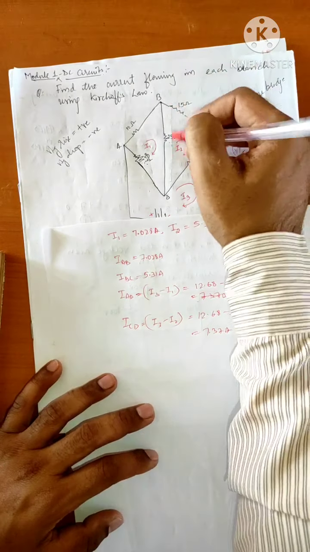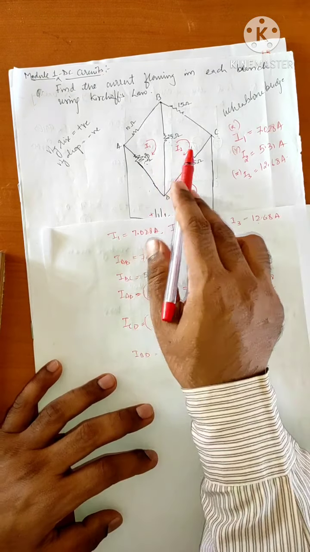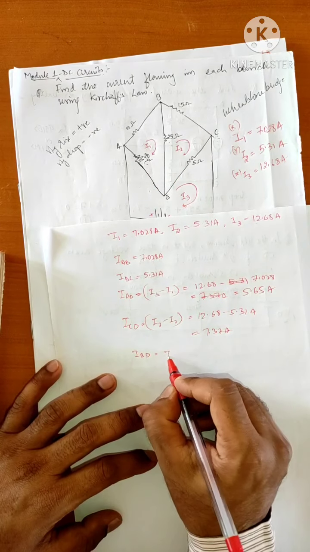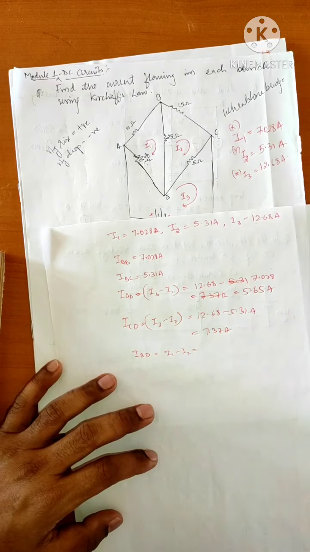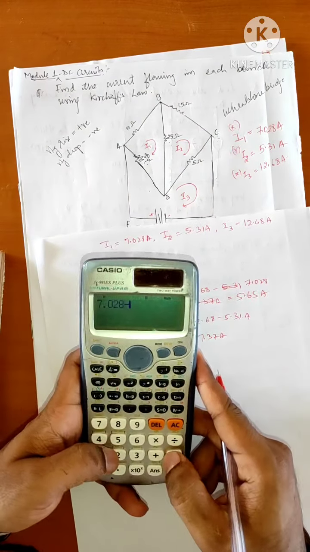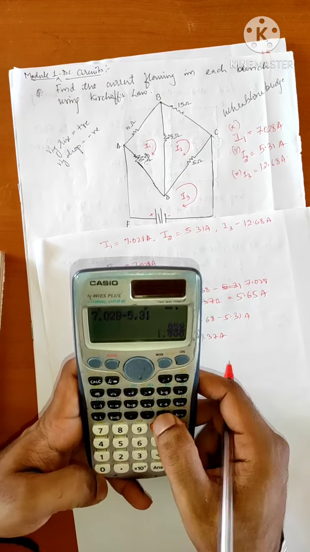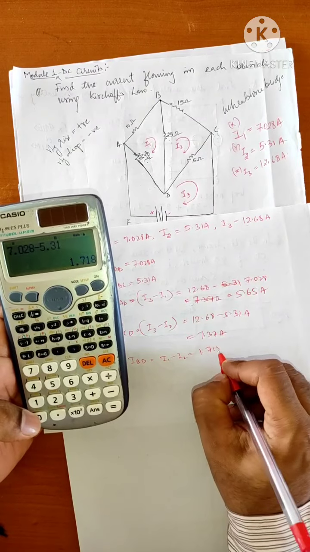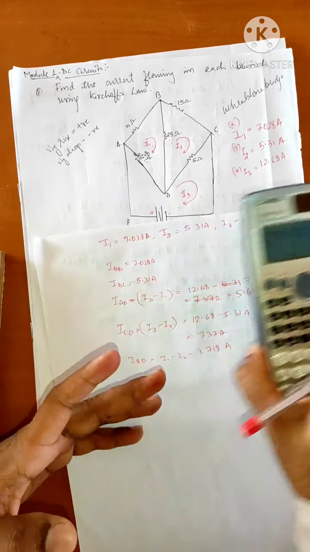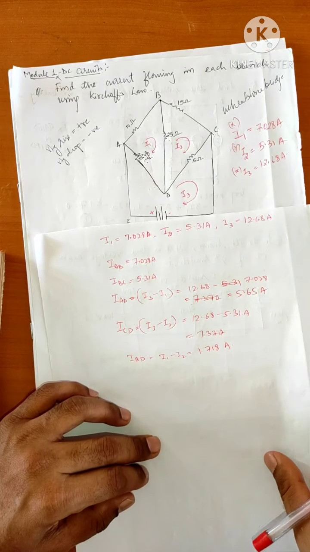The last is BD, IBD. IBD is what again? It is I1 minus I2. Just take 7.028 minus 5.31. Answer is 1.718 ampere. So this is how you are going to find the current in each of the branches. Okay.